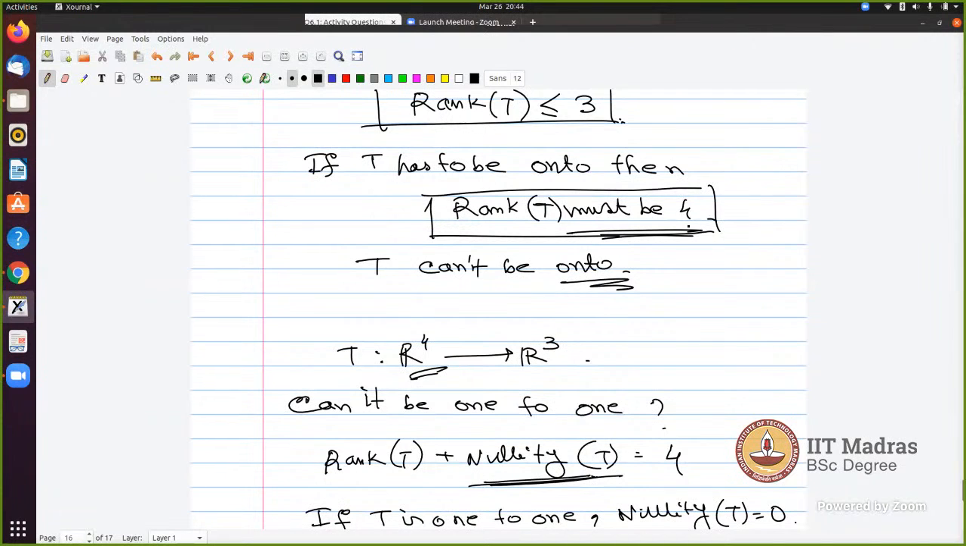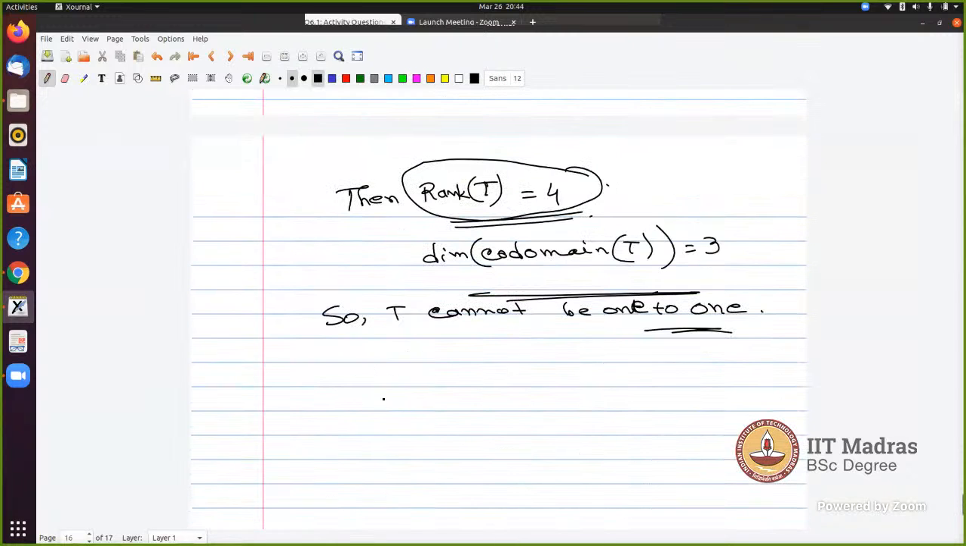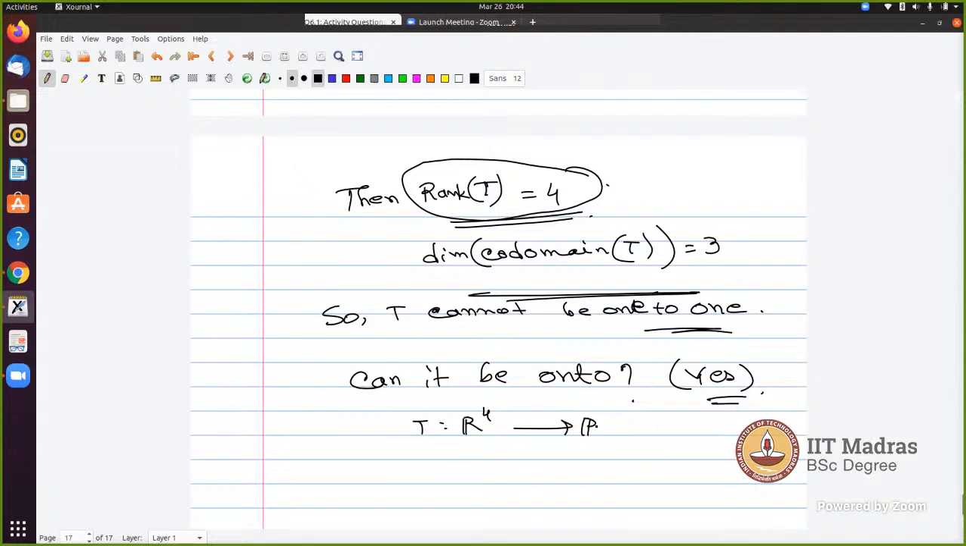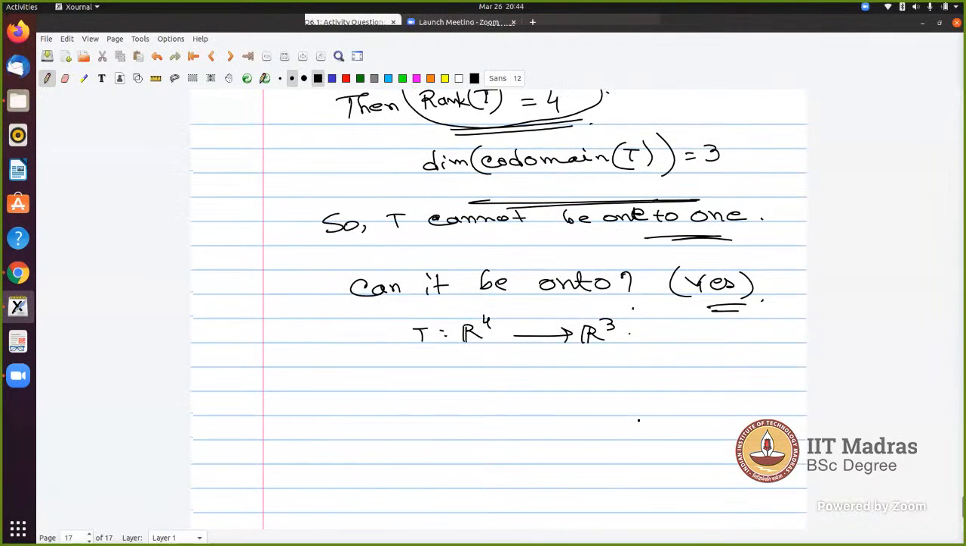Can it be onto? It can be onto. Can you give me an example? R4 to R3, right? Can you give me an example where it is onto? Same example in the reverse direction. Yes, same example. T(x,y,z,w) equal to (x,y,z). Clear? Yes. Okay.